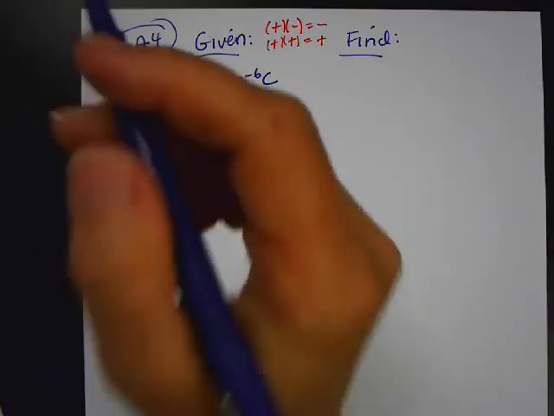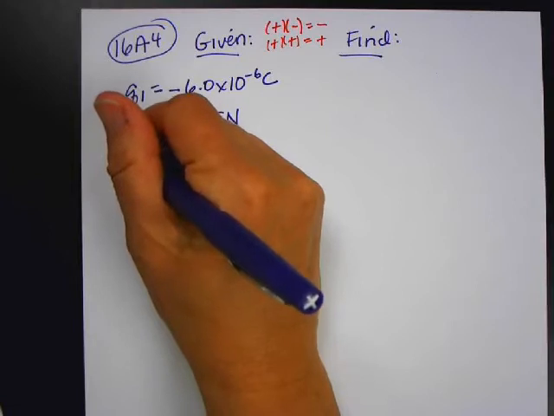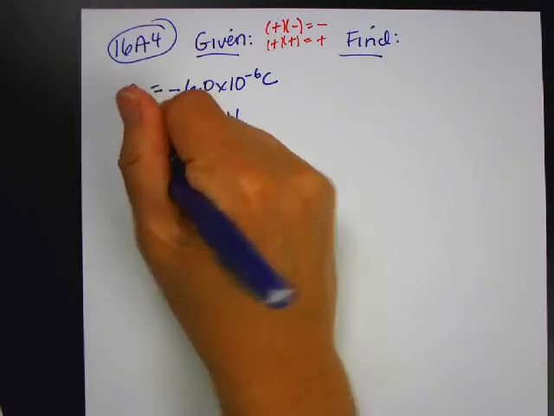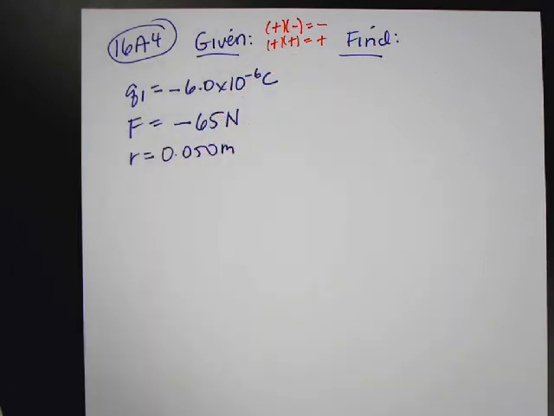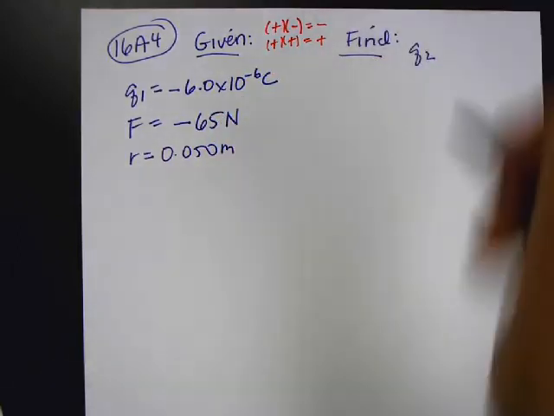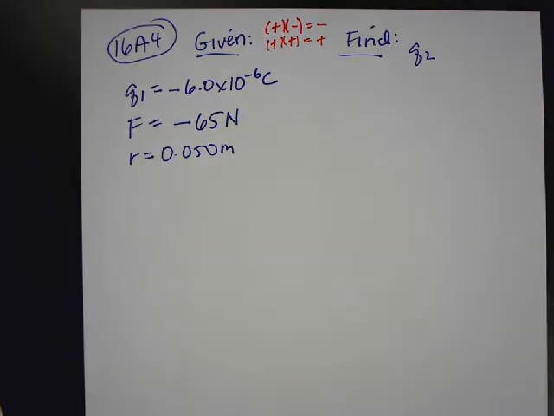And then it says on a second charge, 0.05 meters away. What is the magnitude of the second charge? So I'm going to find Q2. Remember, the word magnitude just means how much. So whether I get Q2 to be positive or negative, in this particular problem, they're not concerned with. They just want to know the magnitude, how much is the charge.